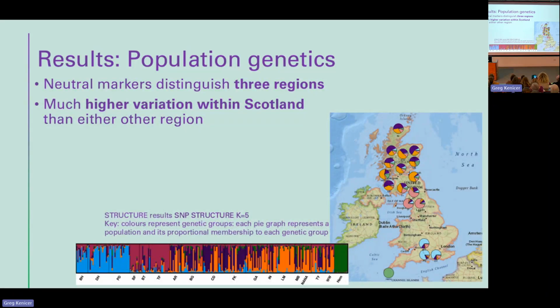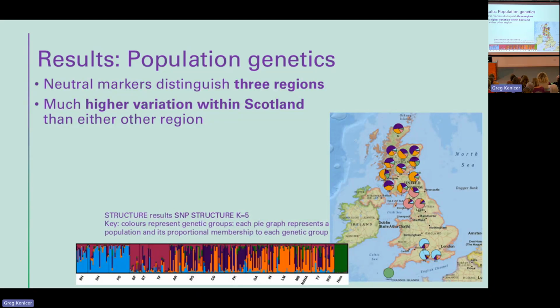First off, we can distinguish three different genetic regions across the UK, in addition to Hemispherica on the Lizard Peninsula being very distinct from our other populations. The three regions are South England in that light blue, the Lake District in the red, and the Highlands. And as you can see, the Highlands have much more genetic diversity than either of these other two regions.